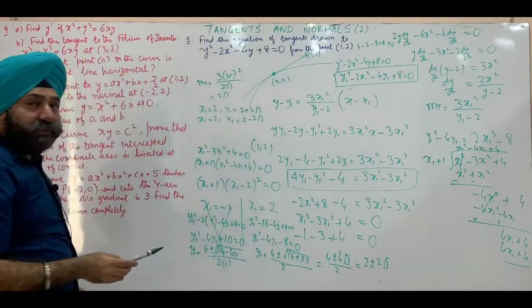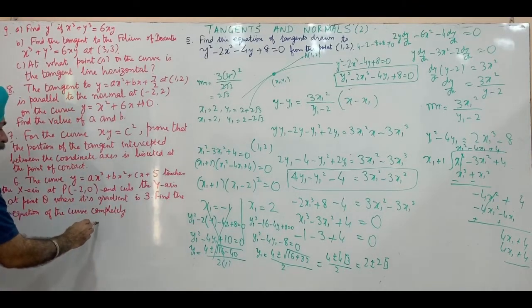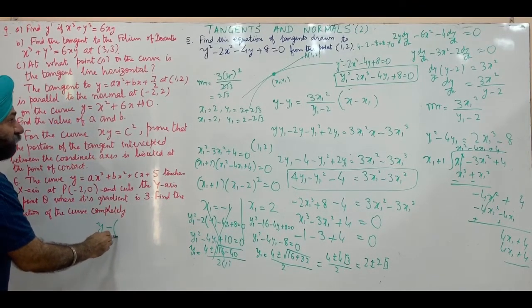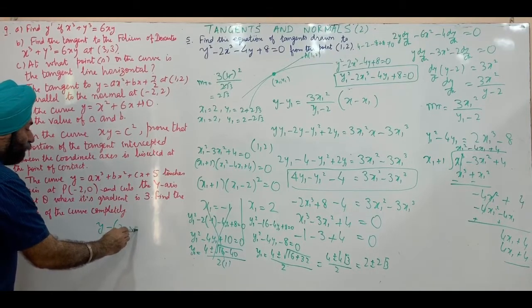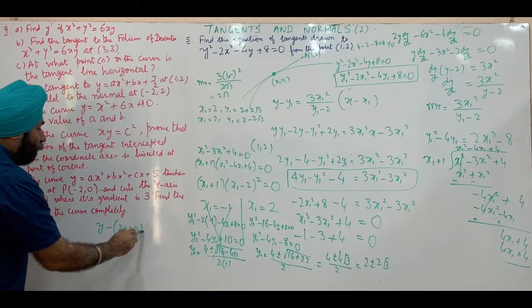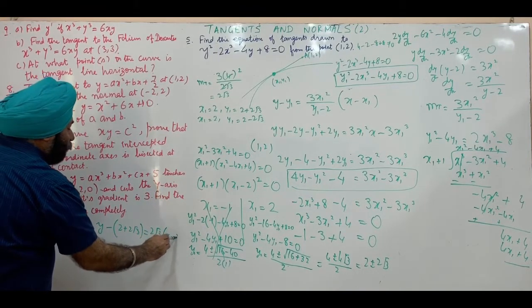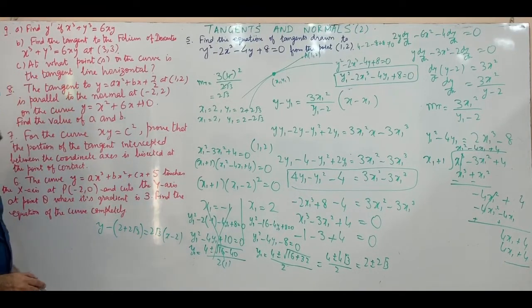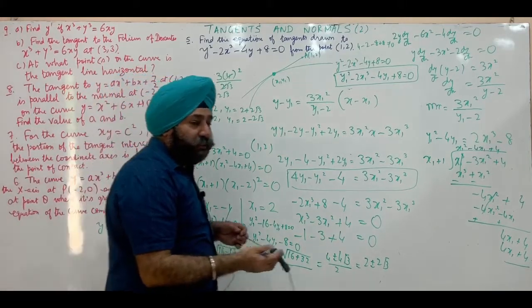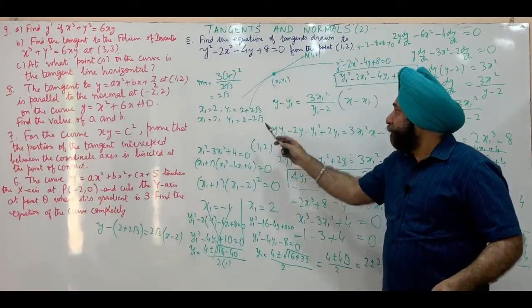Now what about the equation of tangent? Equation of tangent is y minus y1, that's 2 plus 2 root 3, equal to slope of tangent 2 root 3 into x minus x1. Simplify and get the answer. Similarly, we can find out the equation of tangent at the second point, that is this point.